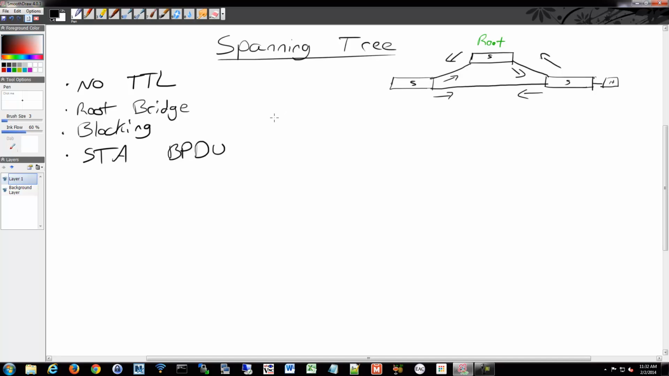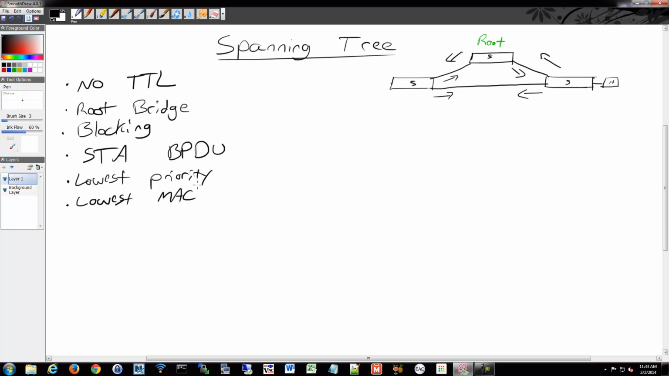So the root bridge has the lowest bridge ID, which would be either the lowest priority level, if you configure a priority level, or it's going to be the lowest MAC. So this is also where having loopbacks come in handy, because you could have no priorities set, but then the one with the lowest MAC address on its loopback would then be the winner.